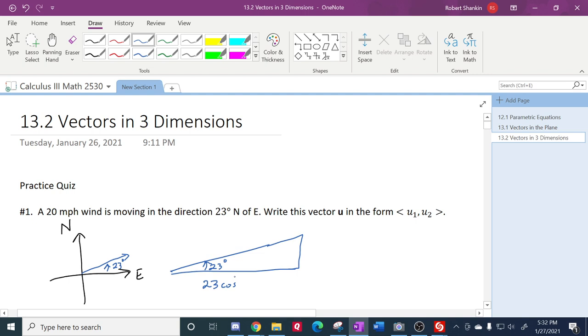Hold it. 20, not 23. 20 cosine of 23 degrees, because the cosine extracts the horizontal component, and this is 20 sine 23 degrees. And so those are the two components, the u1 is this, the u2 is this.